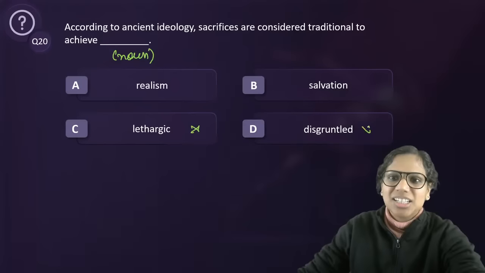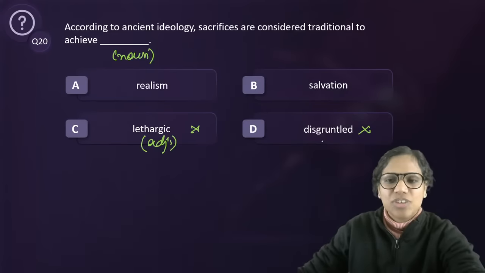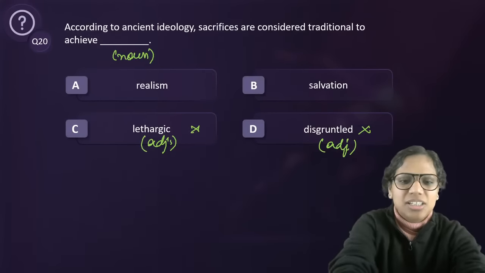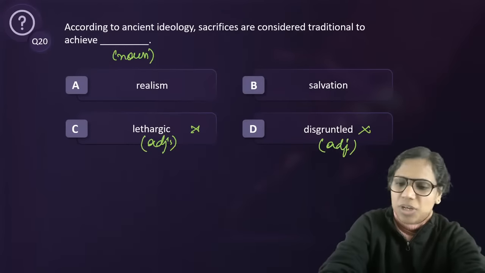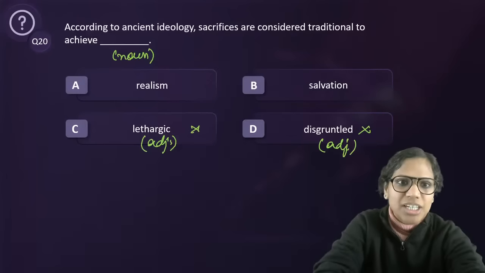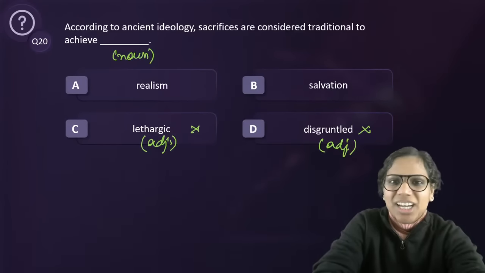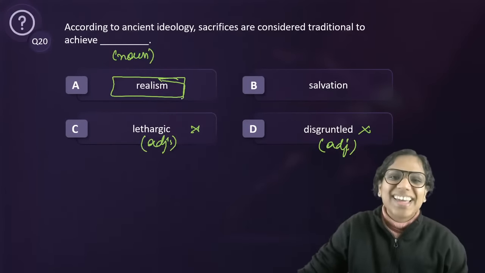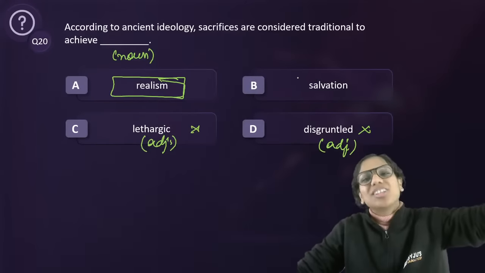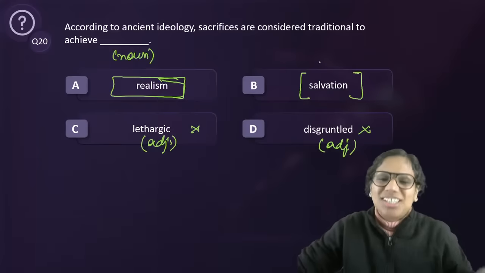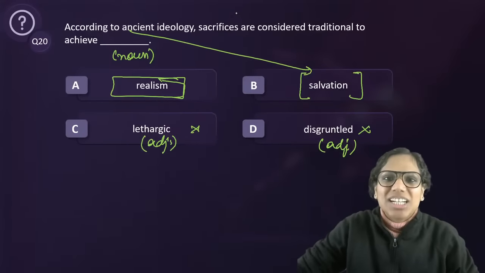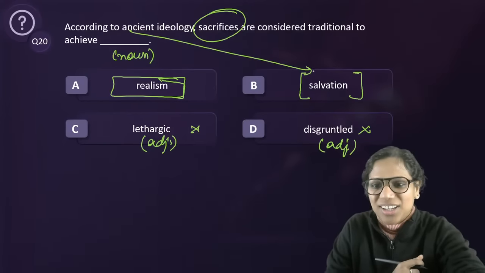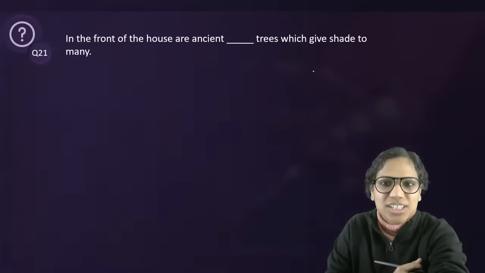Lethargic can't come, disgruntled can't come. Both are adjectives. Lethargic, someone who's very lazy. Disgruntled, someone who's perhaps angry with you about something, is holding grudges against you, right? That person is disgruntled. Very angry or dissatisfied with you, right? So now these two are not the answers. Why would we want to achieve realism? We would want to achieve something that makes us go beyond reality. So, salvation, nirvana, moksha, that is what we want to achieve through sacrifices. And that's why B is the answer.